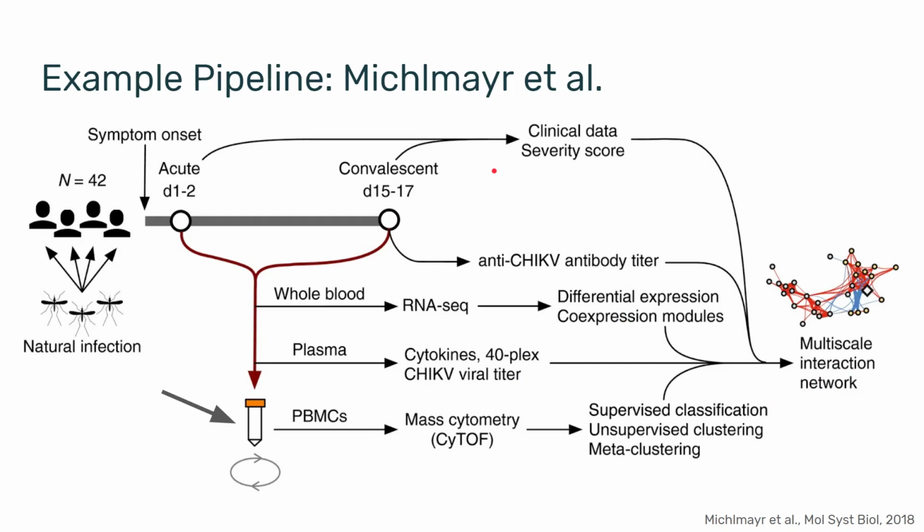And I'm going to give one example pipeline from this paper from Michlmayr et al., which was published in Molecular Systems Biology last year. And in this study, 42 pediatric patients who were sick with chikungunya showed up at the clinic in Nicaragua, and blood samples were taken from them during two stages of the infection, during the acute and convalescent stages. And this is an immune monitoring study. The goal is to compare the structure of the immune system between these two time points.